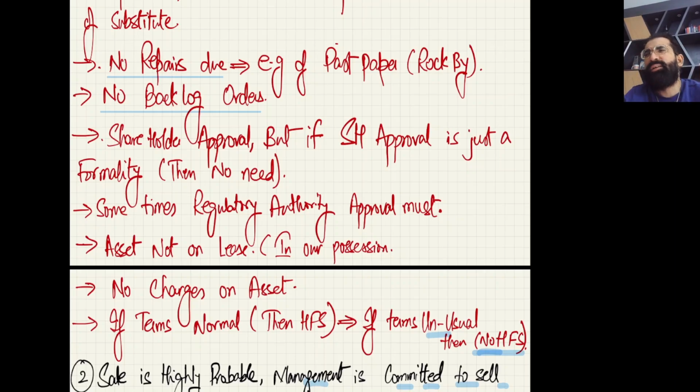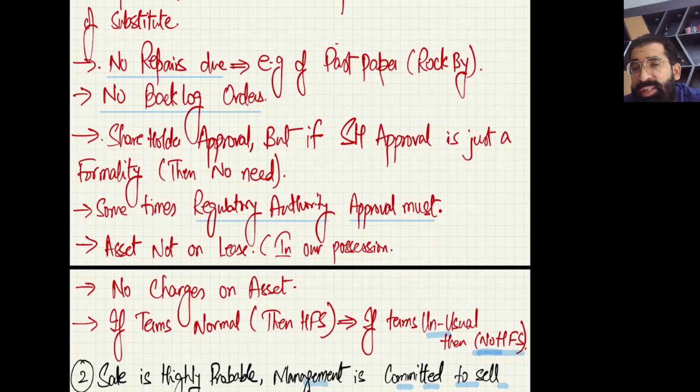So if there is a board meeting, we all have major shares, so our vote will count, and we are already in the company. If this shareholder approval is just a documentation thing, then no need. But if it is a real type of approval, then you must first take approval, and only then is it held for sale. Okay, the same is the case with regulatory authority approval. In many developed countries the law is very strict, so if you want to sell something or change something in your company, you first need to take regulatory approval.